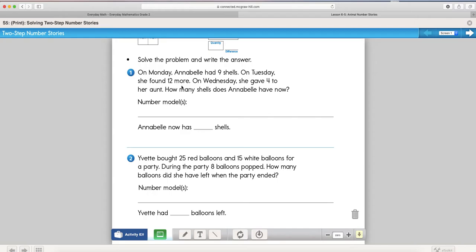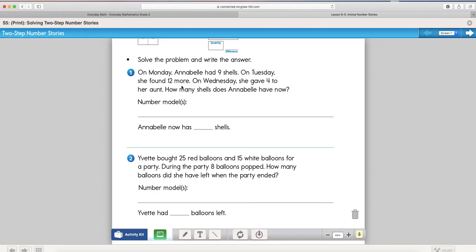It said on Monday Annabelle had 9 shells. On Tuesday she found 12 more. Are there any word clues in those first 2 sentences that might tell us we want to add the numbers together? Okay, you're shaking your head. What word clues? On Tuesday, she found 12 more. She found 9 on Monday. On Tuesday, she found 12 more. It tells us that she found more.